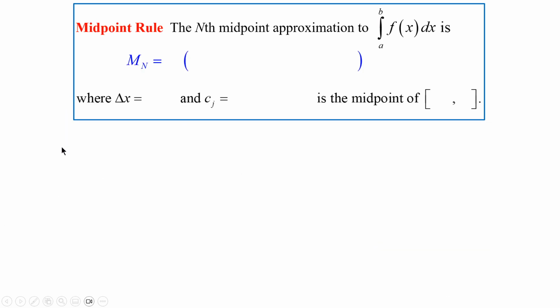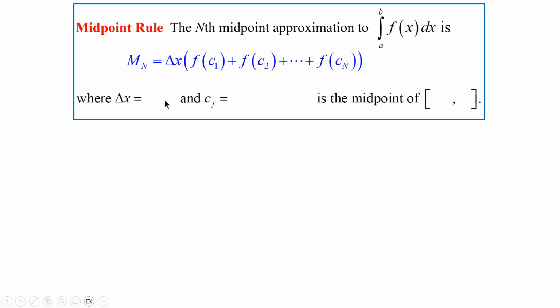Now, let's take a look at the midpoint rule. The nth midpoint approximation to the definite integral from a to b of f of x dx is, and you have not seen this one before, M sub n. I've got a delta x, all right? And then I've just got to have the inputs at each midpoint of my subintervals. So we do this f of c sub 1 plus all the way to f of c sub n, and then everything in between, f of c sub 2 and so on.